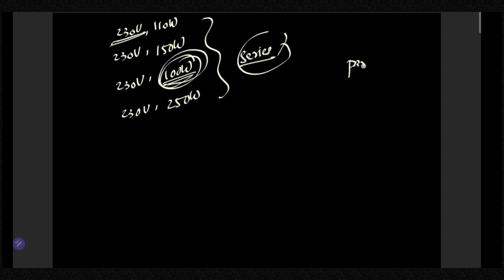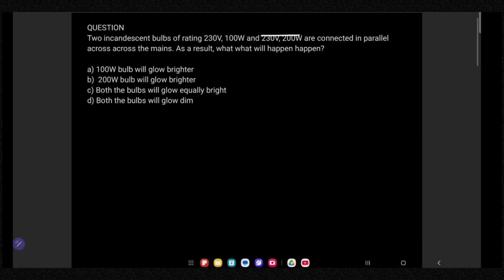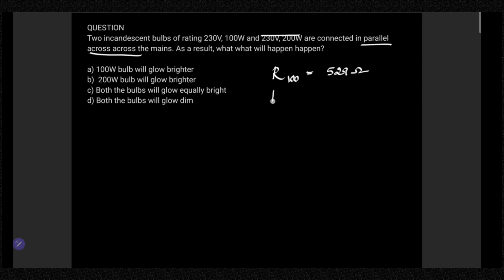When it comes to parallel, it's different, and we will discuss that in the next question, the same question with a parallel connection. So we have to find which one will be glowing brighter. We know from the previous question that the resistance of the 100-watt bulb is 529 ohm, and for the 200-watt bulb it is 264.5 ohm. This one has a larger resistance than this one.